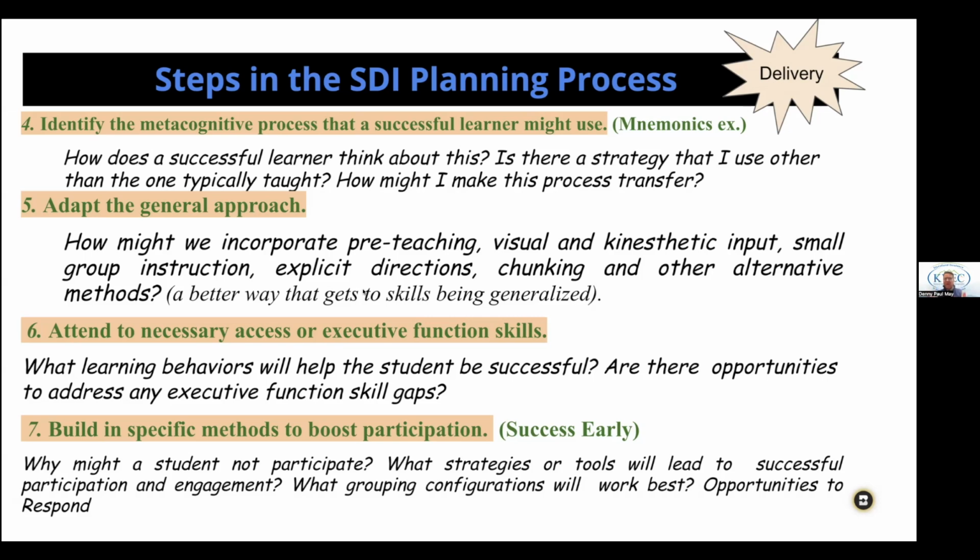How might we incorporate pre-teaching, visual, kinesthetic input, group instruction, explicit directions, chunking, and other alternative measures and methods as a better way of generalizing what's being taught, and then attending to necessary access or executive function skills? When I think about this one, I think about those little kids, because my wife taught kindergarten for so long, and she would say, you have to teach the students routine. If you're going to use centers, and she's big on centers, if you're going to use station teaching in a co-teaching model, you have to teach those little ones the proper way to transition.